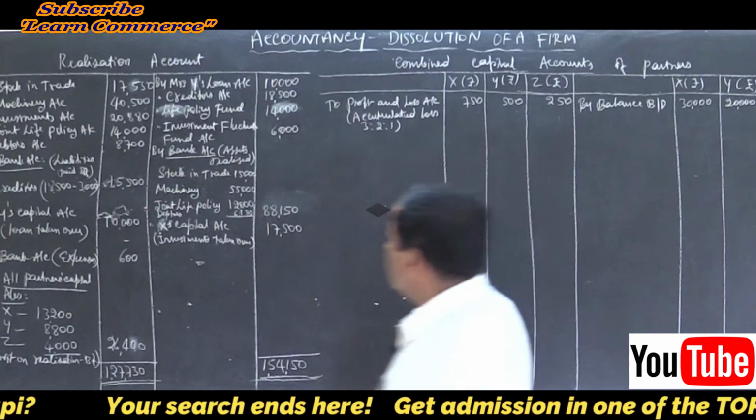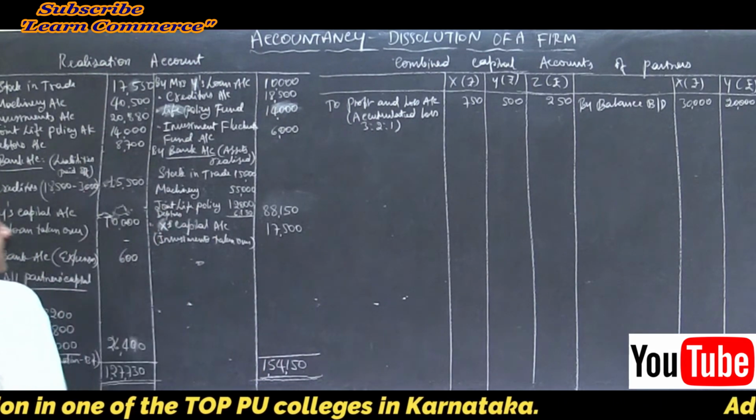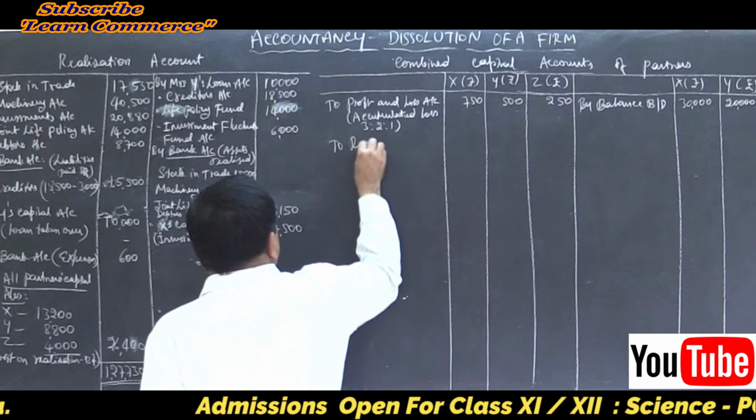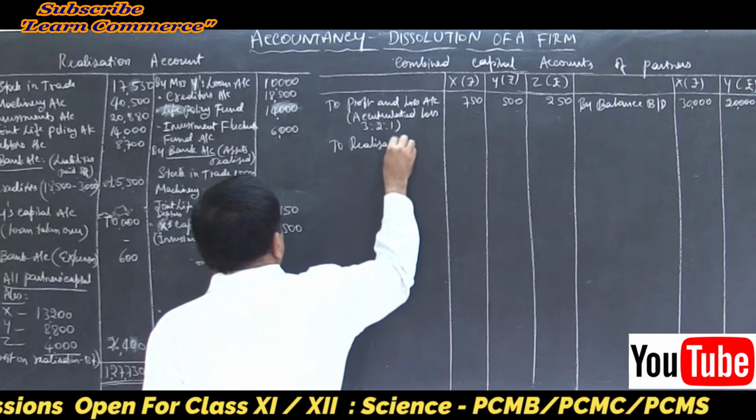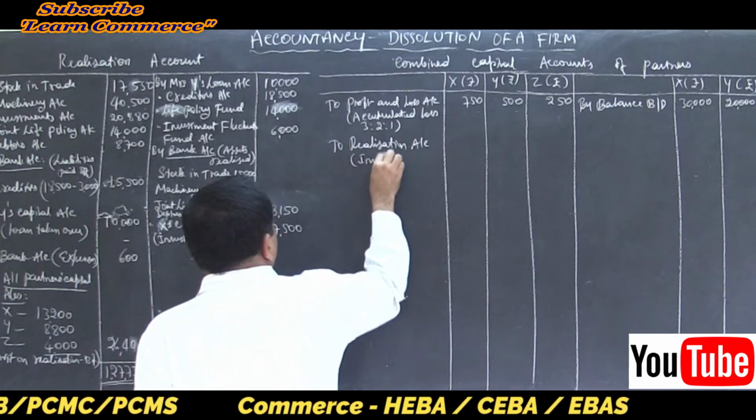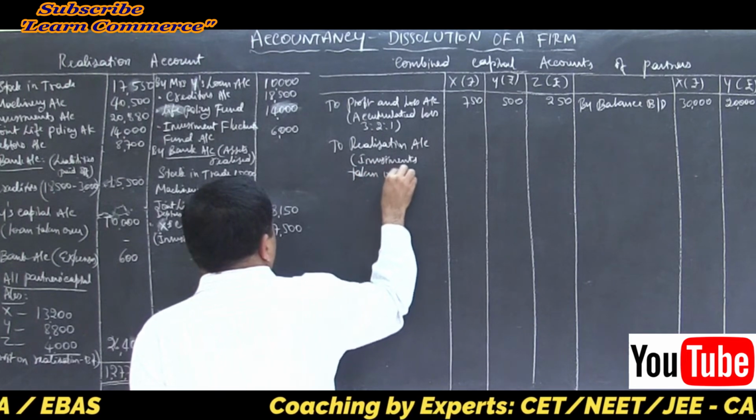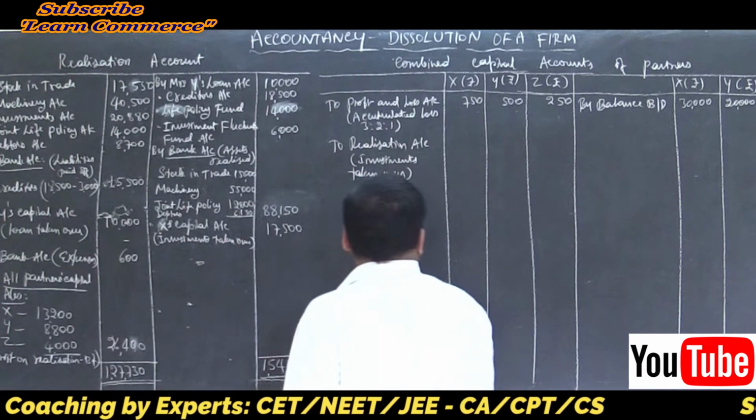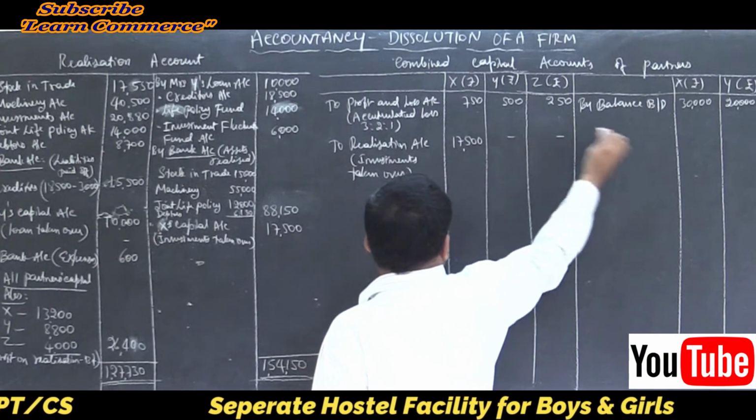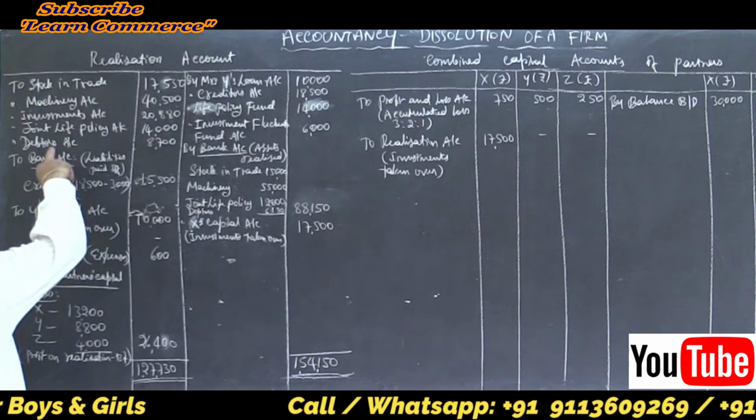No. Refer realization account. Excess capital account debtor to realization account. So, capital account debtor to realization account. Asset taken over. Realization account within bracket, investments taken over. How much is it? 17,500 in excess capital account. Nothing in others account. Then here, isn't it?